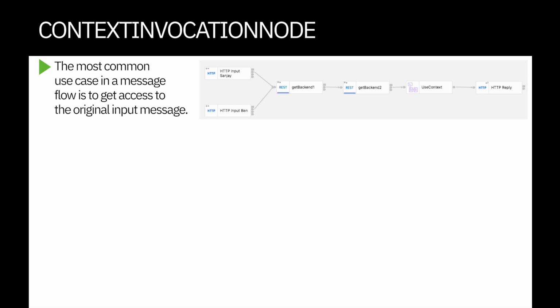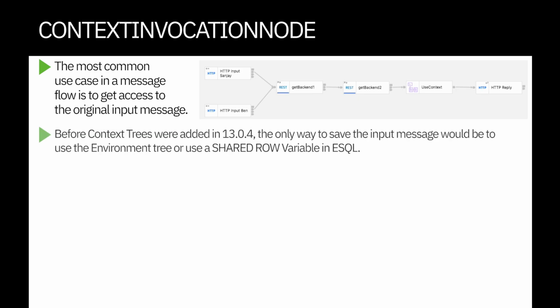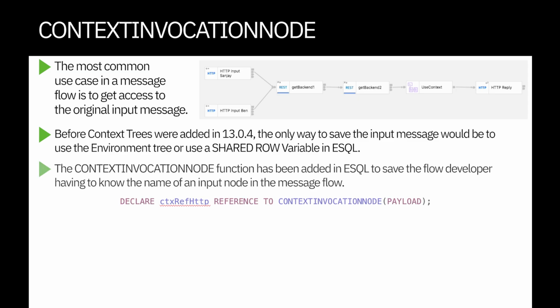The contextinvocationnode function can be used to access the input message. In fact, the most common use case for a message flow is to access the original input message. Before context trees were added in 13.0.4, the only way to save the input message would be to use the environment tree, or perhaps to use a shared row variable in ESQL, or possibly a global cache. The contextinvocationnode function has been added in ESQL to save the flow developer from having to know the name of the input node in the message flow.